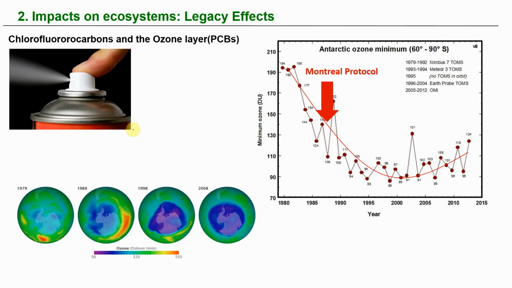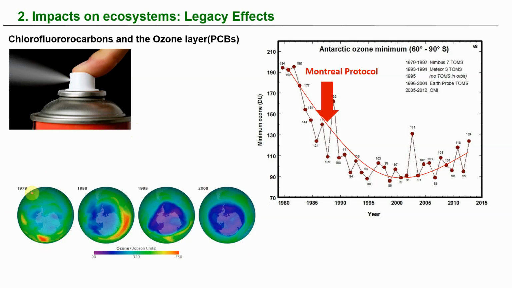The problem with those CFCs is when they got into the atmosphere, they went up into the higher reaches of the atmosphere, and they started to dissolve the ozone layer. And the ozone layer is a layer that surrounds the Earth and is very important for keeping out some of the Earth's harmful UV radiation. So in this figure down here, it shows what the consequence of these CFCs were.